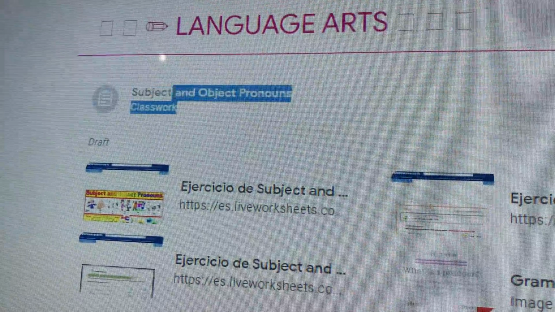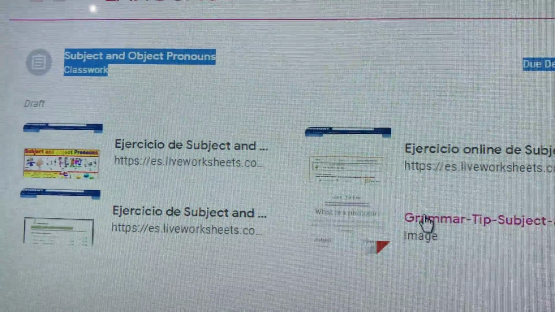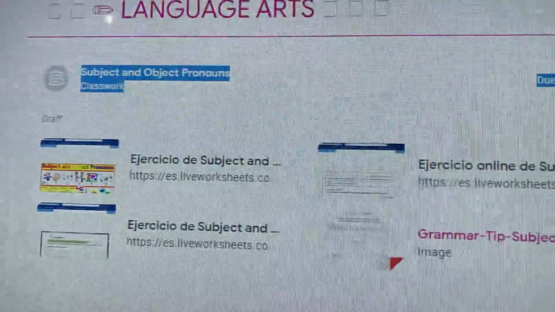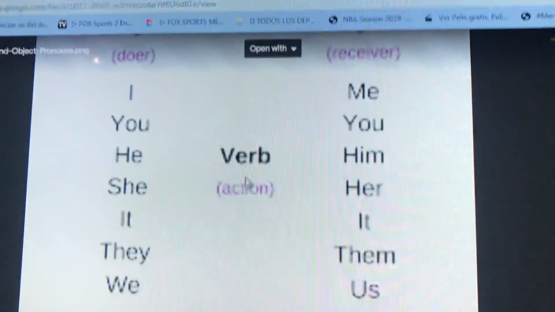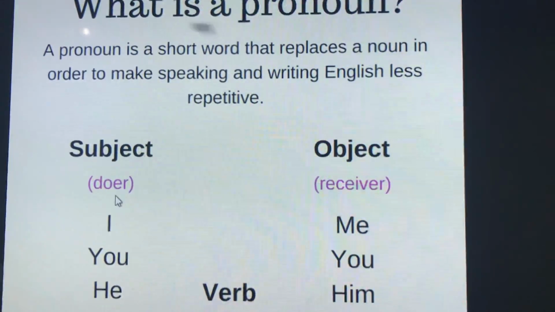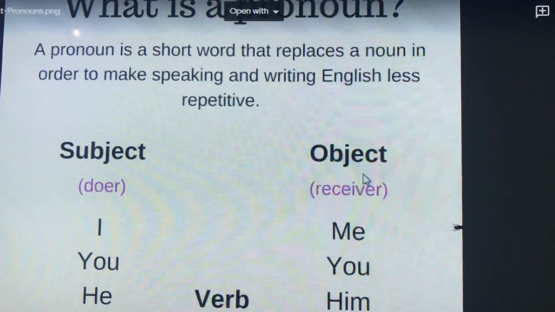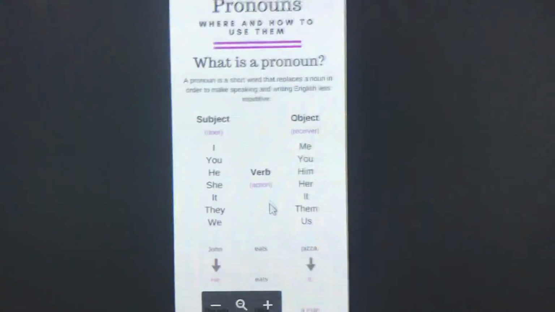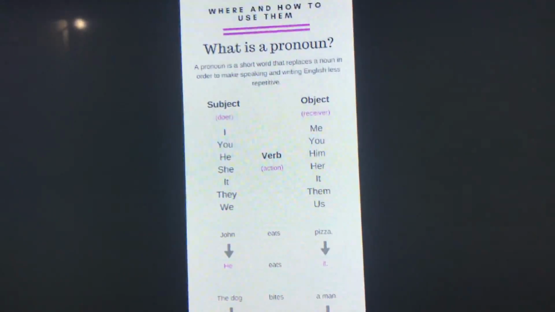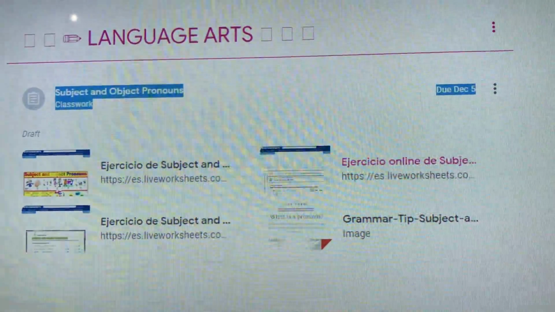You see, subject and object pronoun. In this one, first, I have this image over here in which it explains the rules for the subject and object pronouns. You see them. Subject is the person that does the verb, the action, and the object will be the receiver. And you have the rules over here. Now, if we go to one of the exercises, the first exercise, we open it.